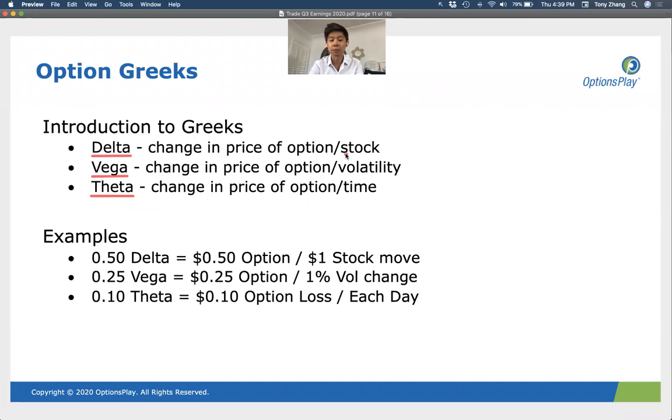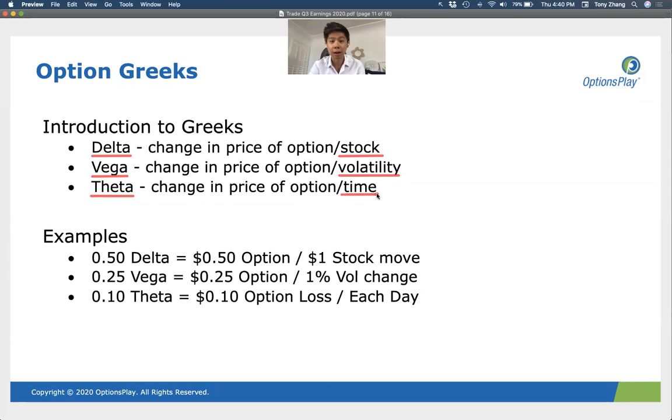Delta is the change in the price of the option with respect to the change in the stock price. So if the stock price goes higher or lower. Vega is the change in the option price with respect to changes in volatility. So as implied volatility declines, or what we call the volatility crush after earnings, how does the value of the option reduce with the change in implied volatility? And lastly, theta: how does the value of the option decay with respect to the passing of time? So these three Greeks are really important for trading earnings because they help us define the three factors that affect the value of our option going into and after the earnings event.